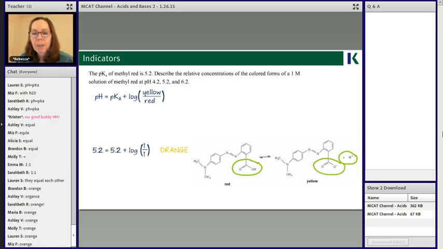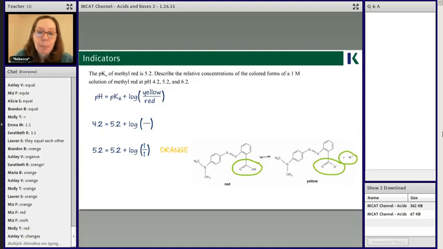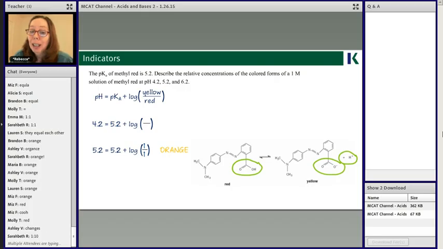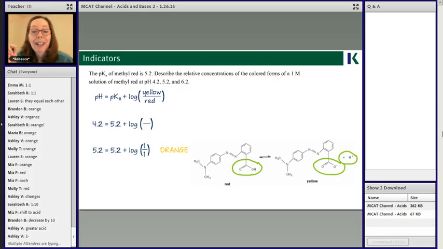Okay? What if we are at pH 4.2? What's happened if we've gone down to pH 4.2? What's happened to our ratio? Our ratio changes by how much? Very good, Sarah Beth. Sarah Beth went straight to the ratio.